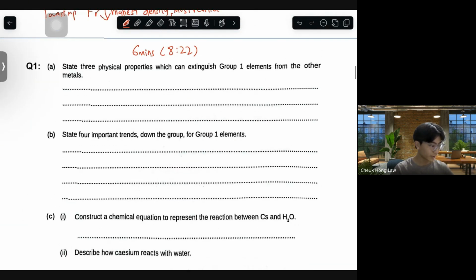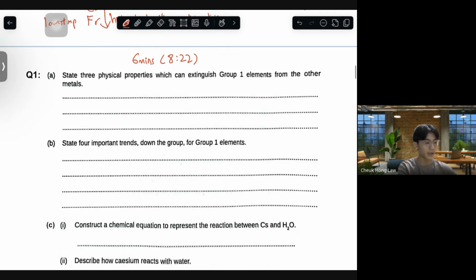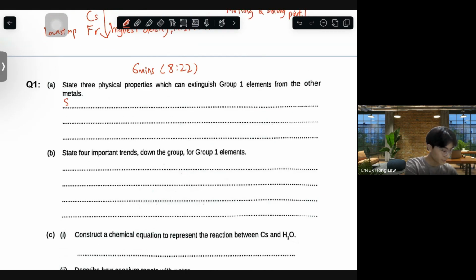Okay, let's look at the question. State 3 physical properties which can distinguish group 1 metals from the other metals. The first physical property that will differentiate them is that it is soft, which can be cut by a knife.